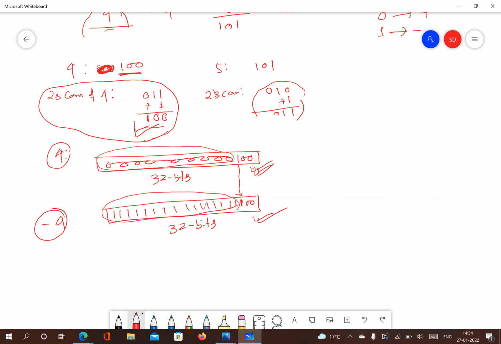If you understand this part, then the remaining things will be easy for me to explain to you. So you have to understand from this point what the two's complement is and how to calculate a two's complement.